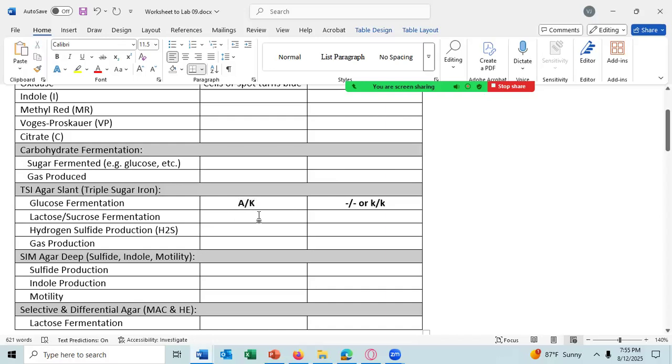So for these two, you need to have two symbols, one for the slant and one for the butt. Any question about any of that? All right.